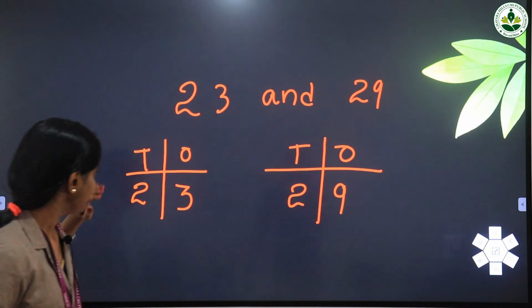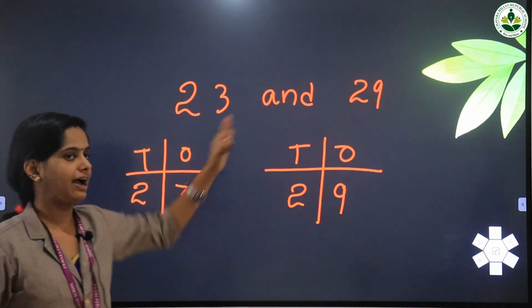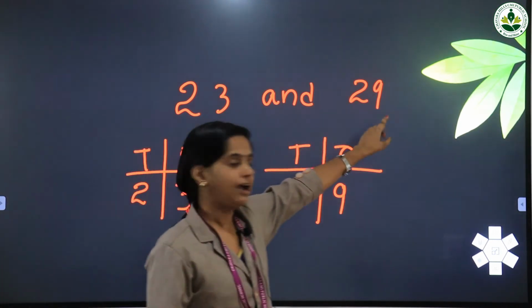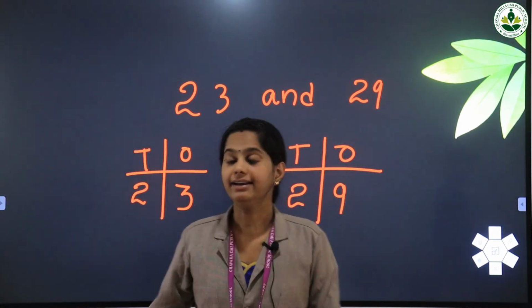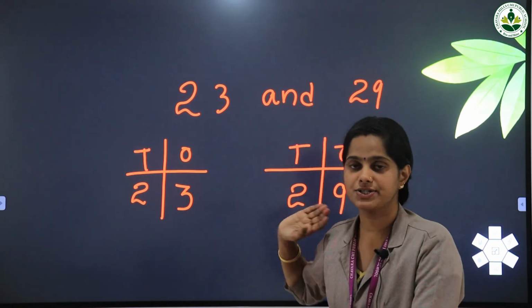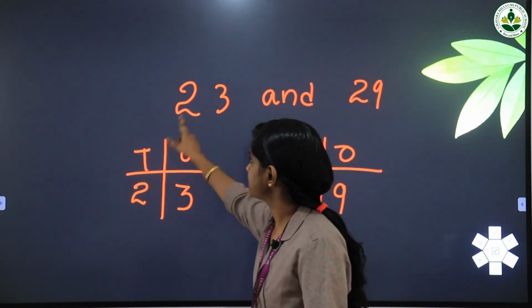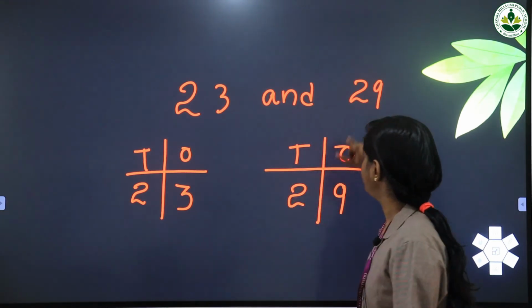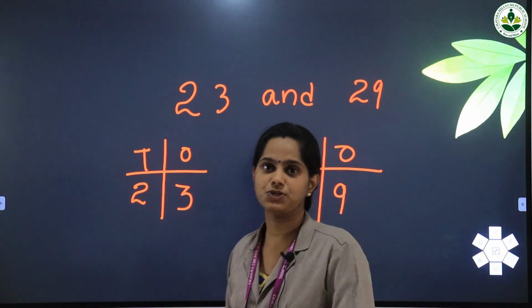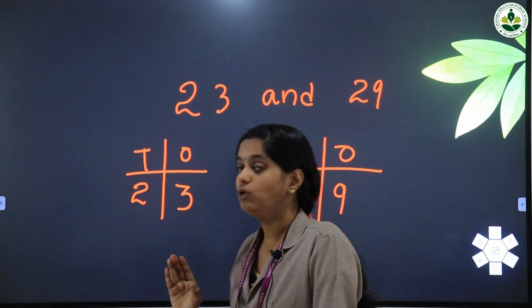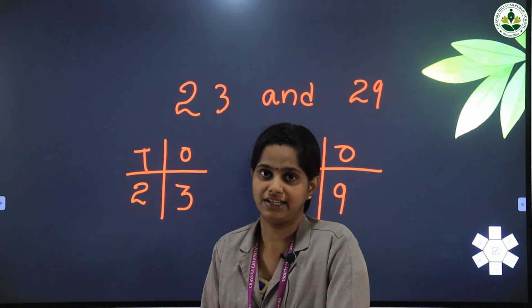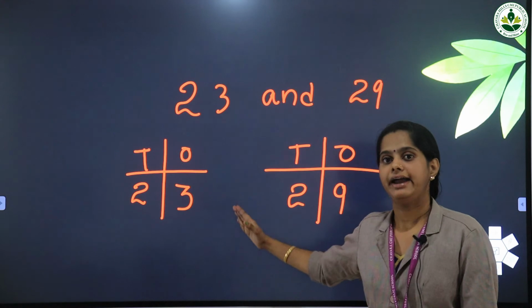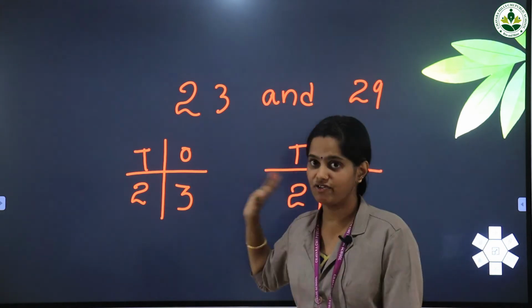Look here. We can see that each number has 2 digits. The number 23 has 2 digits and 29 has 2 digits. And the digits in the tens place are also the same. In 23, the digit in the tens place is 2, and in 29 also the digit in the tens place is 2. So we move to another digit, that is, the digit in the ones place.